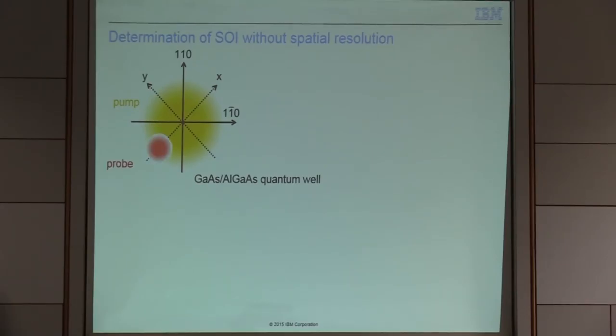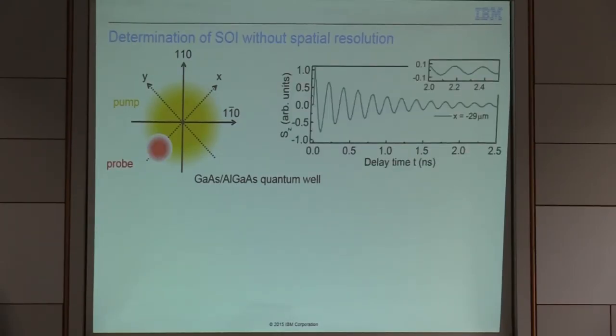So this is a measurement where we have a rather large pump spot, so we don't resolve the spin mode. And we probe at different positions. And you see, if you probe at different positions, you see if you look in this corner that the precession frequency changes as a function of position. And that is just a consequence of this velocity.